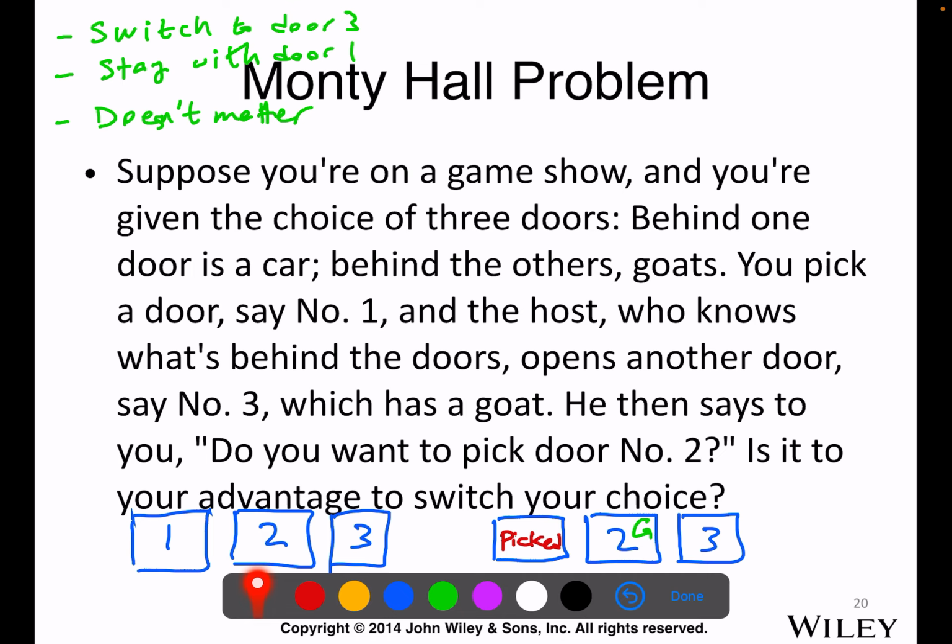So basically, the reason I'm saying this is that it is a hard problem, right? And the correct solution, which is the solution that was published in the newspaper, is that you should switch, right? It actually does matter, right?